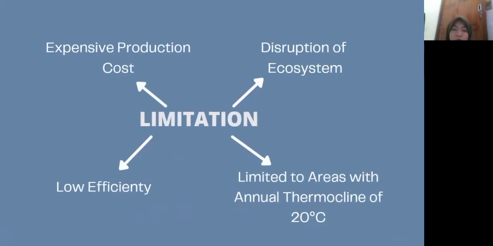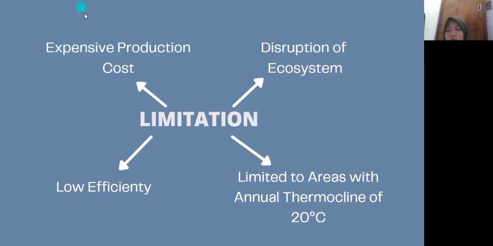So this technology not only has benefits, it also has limitations. The first one is expensive production costs. This technology is relatively expensive since the construction of costly plants and infrastructure is necessary before power can be generated. And also disruption of ecosystem.